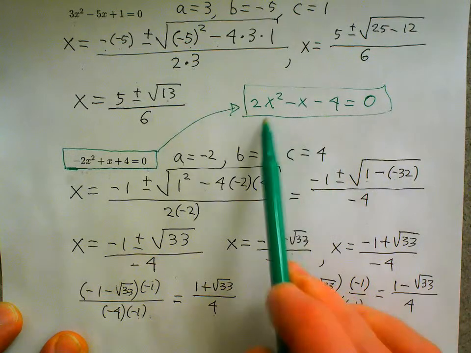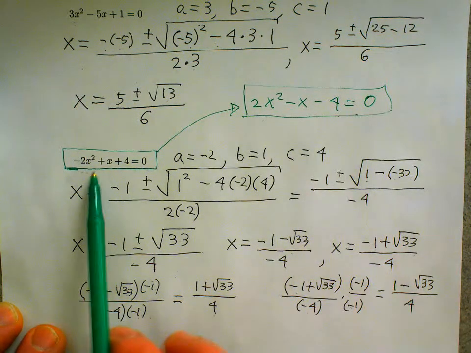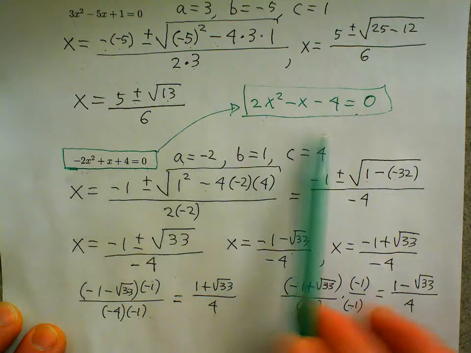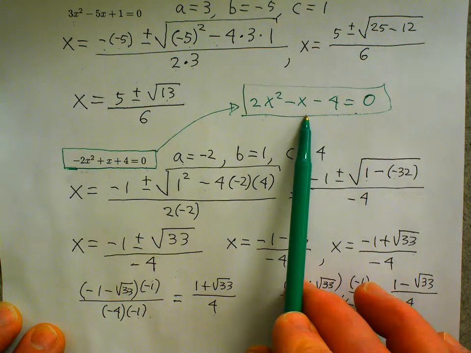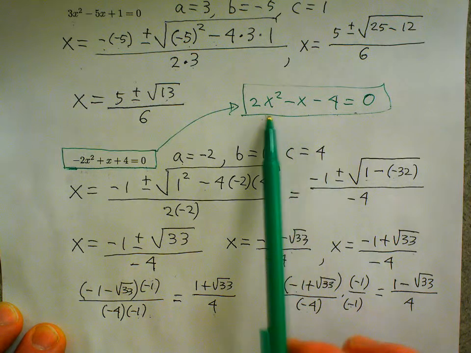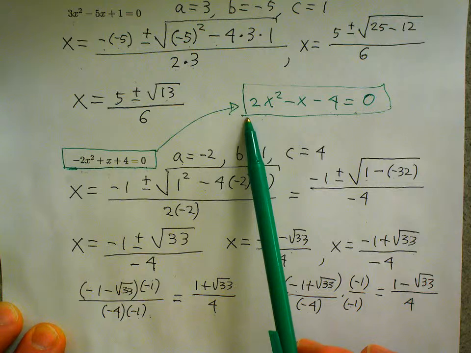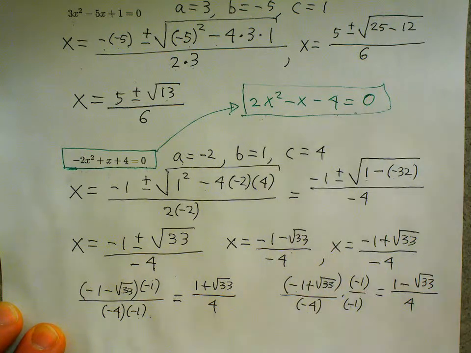And then solving this equation has exactly the same solutions as the original equation, but the arithmetic will be less complicated because we won't have a negative number in the denominator if we solve 2x squared minus x minus 4 equals 0. All right, let's do more practice on the next page.